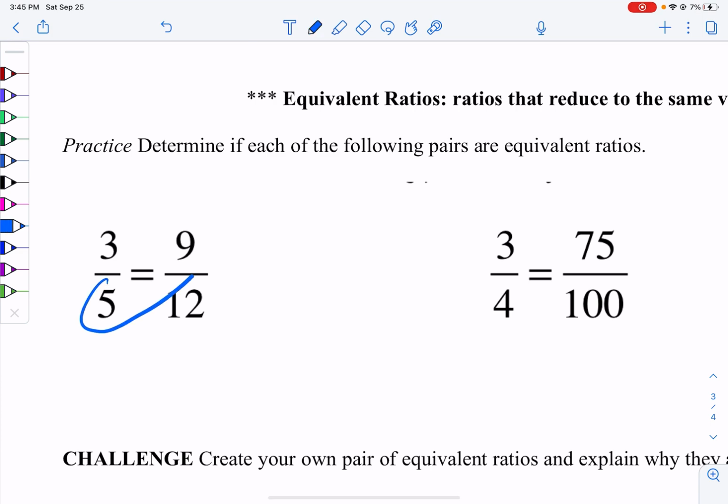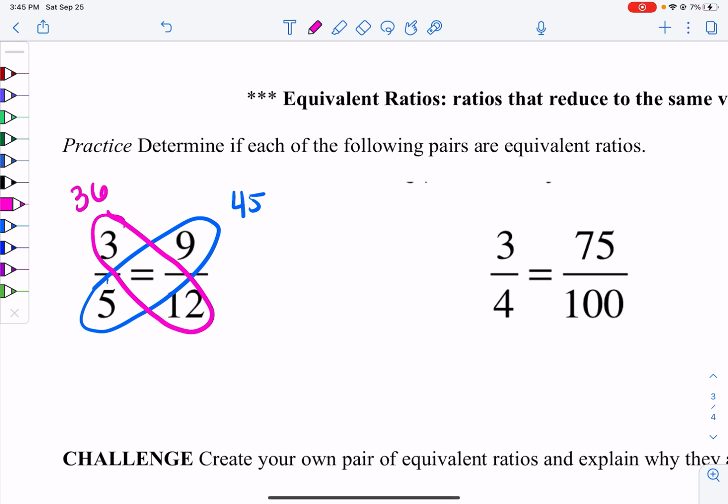All we're doing is taking this number, and we're going to do 5 times 9. 5 times 9 is 45. And now I'm going to do 3 times 12. 3 times 12 is 36. These are not the same numbers, so we can say not equivalent.